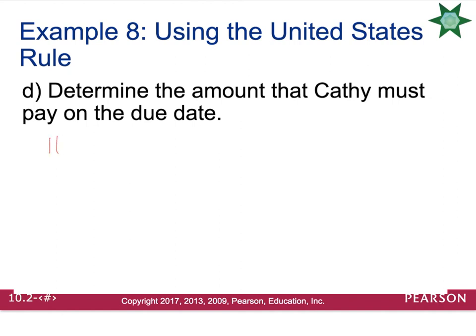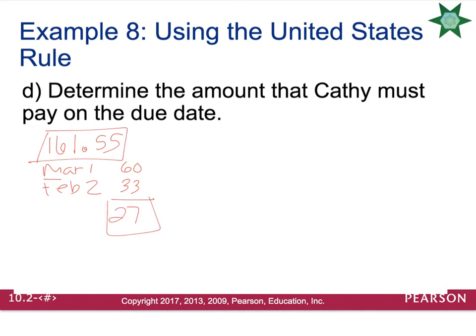Well, we know that she owes $161.55 of principal, but she's also going to owe more interest. So remember, she made her last payment on February 2nd, and the due date is March 1st. If you remember when we looked at the table originally, March 1st was day 60 of the year. February 2nd is day 33 of the year. So how many days have passed since she made her payment? Well, we'll have to take 60 minus 33. 27 more days have passed. So she needs to pay 27 more days of interest.